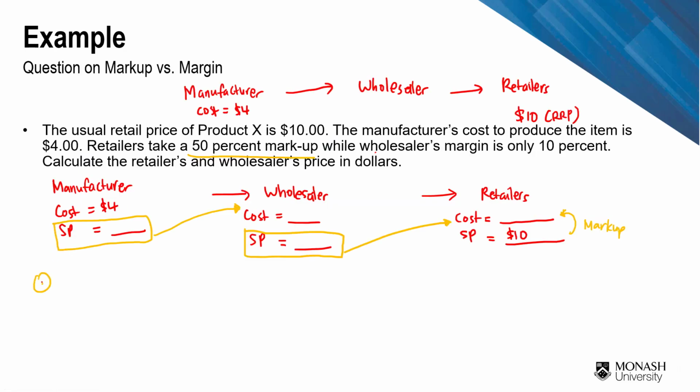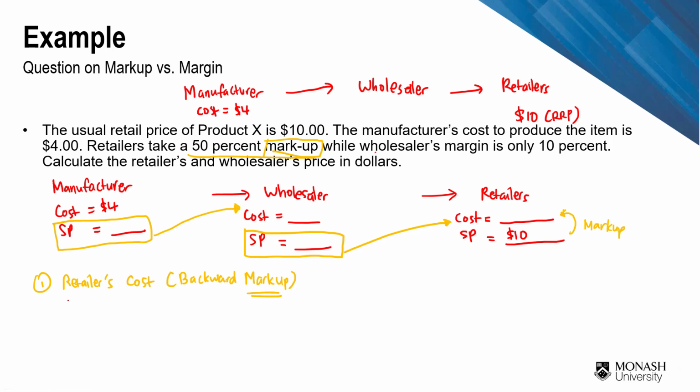So let's solve what is the retailer's cost. Okay, and this is backward. Why do I know it is backward? It's because we got the selling price and we want to find out the cost. So that's backward. And why is it markup? Because the question said so, right? The reason why it is markup is because of that part right there, because they said retailers take 50% markup. So we are doing the backward markup formula.